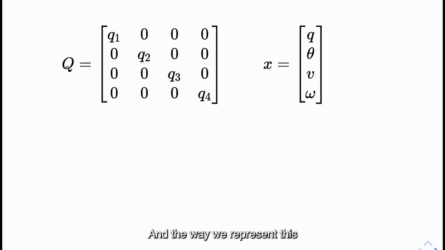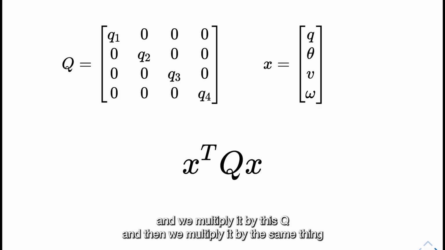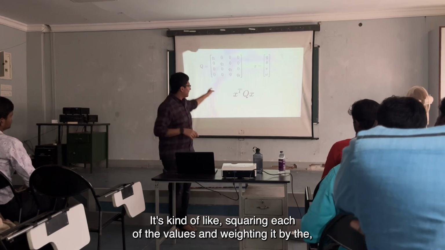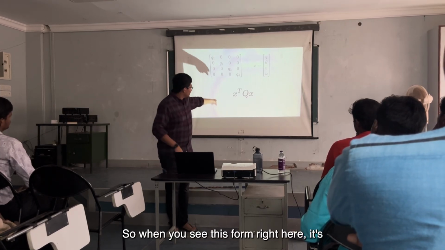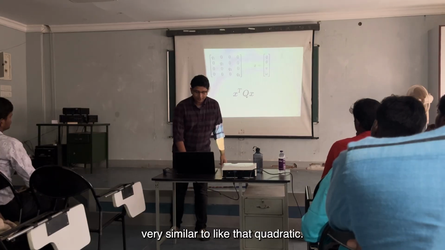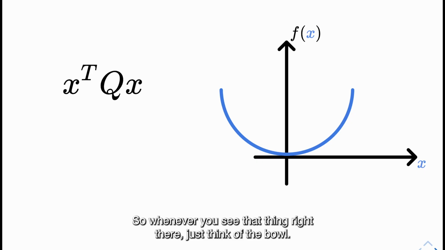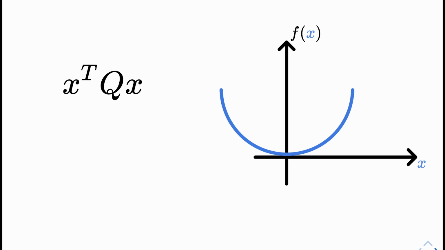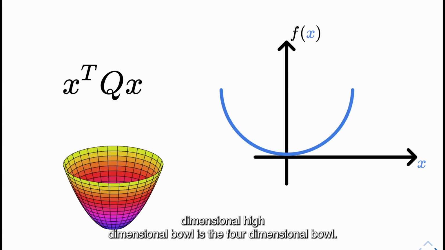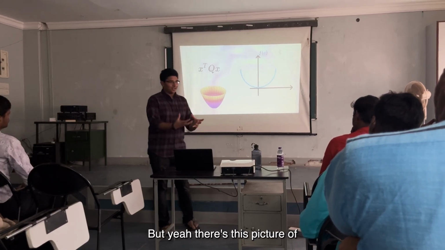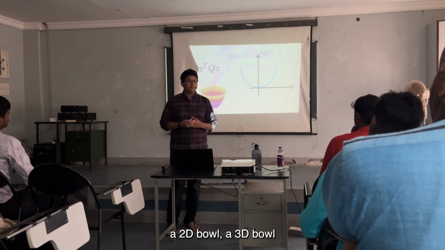Okay. The way that we represent this as a cost function is we take the state and we multiply it by this Q and we multiply the state again. That's like squaring each of the values and weighting it by the Q1, Q2, Q3. So when you see this form right here, it's very similar to that quadratic, this bowl. Whenever you see that, just think of the bowl. And we want to get to the bottom of the bowl. In reality, it's a multi-dimensional, high-dimensional bowl. It's a 4-dimensional bowl. But we can have this picture of a 2D bowl, a 3D bowl in our center.